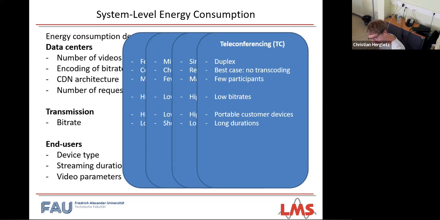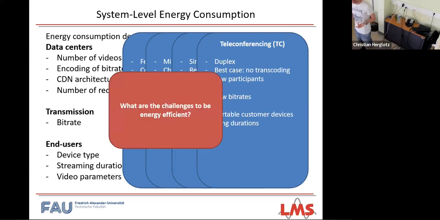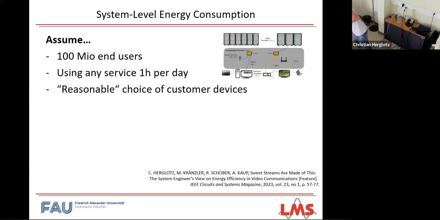Okay, so this was the baseline that we took. Then we said, okay, let's try to merge this information. Let's try to see what happens if we take this as an assumption with rather typical values. We know something about these energy consumptions, partly because we did data measurements, partly because we found it in the literature, and then find out how much energy we can imagine we will need for these things, and what the challenges are depending on these services, what we need to do in order to be energy efficient.